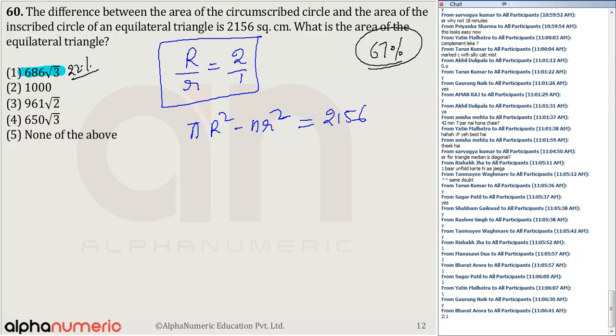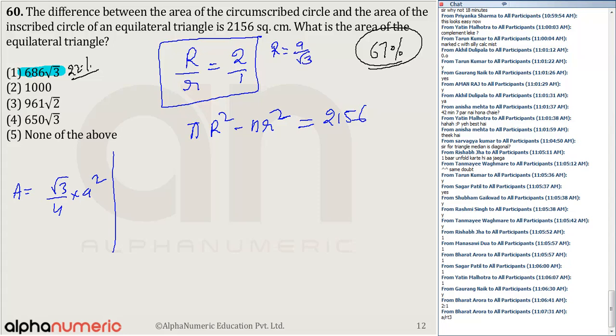And the question is, what is the area of the equilateral triangle? Area of an equilateral triangle, that is always equal to what? √3/4 into a square. ठीक है, a square. So in any case, a square. And what is the relationship between a and the capital R? ठीक है, that is equal to what? √3/4. What is the formula for the circumradius? A by root 3.